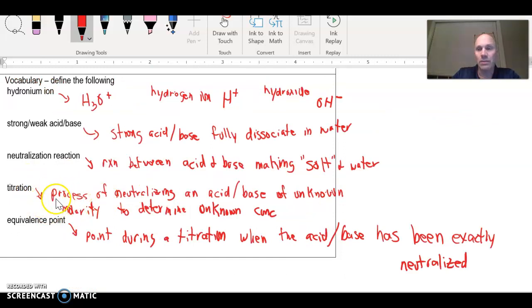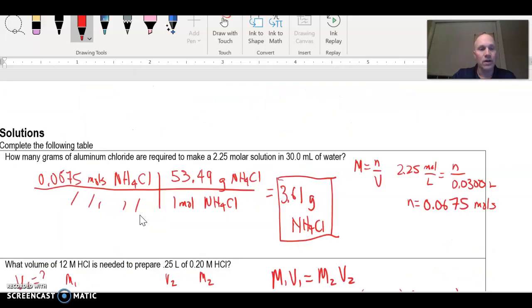All right, titration. We didn't talk a whole lot about this in the class, but titration is the process by which you determine the concentration of an unknown acid or base by measuring the amount of a known concentration of acid or base needed to neutralize it. When you're doing titrations and you have completely neutralized your acid or base, you will be at what's called the equivalence point.